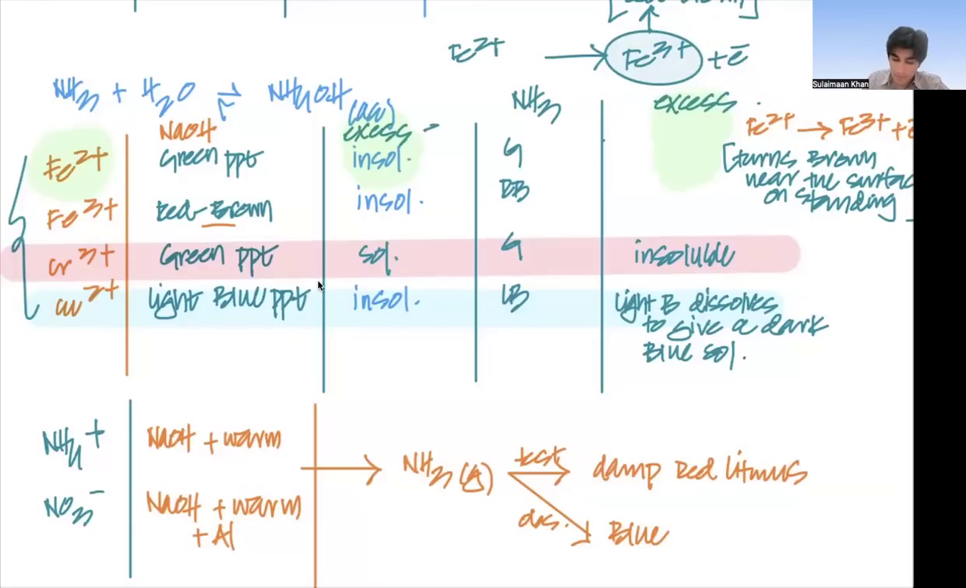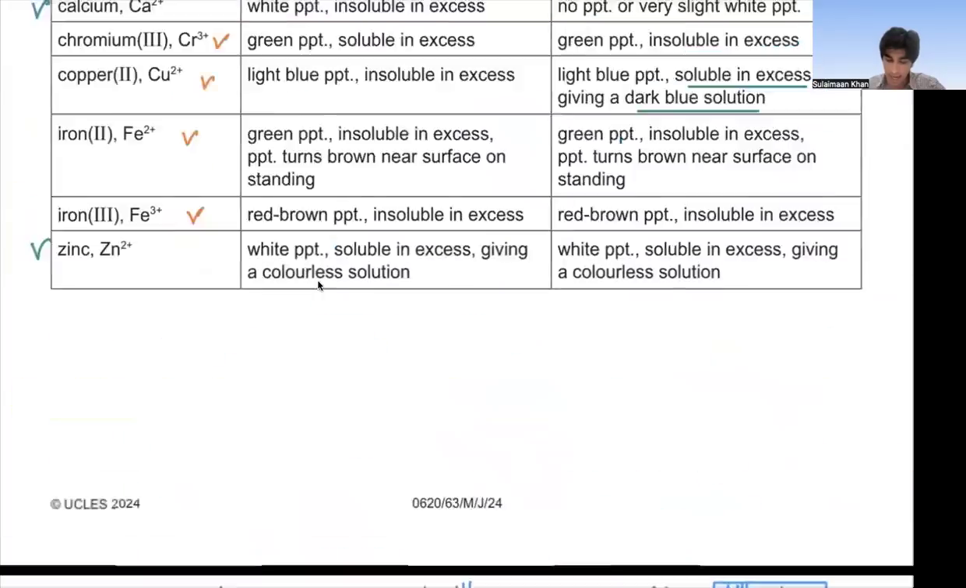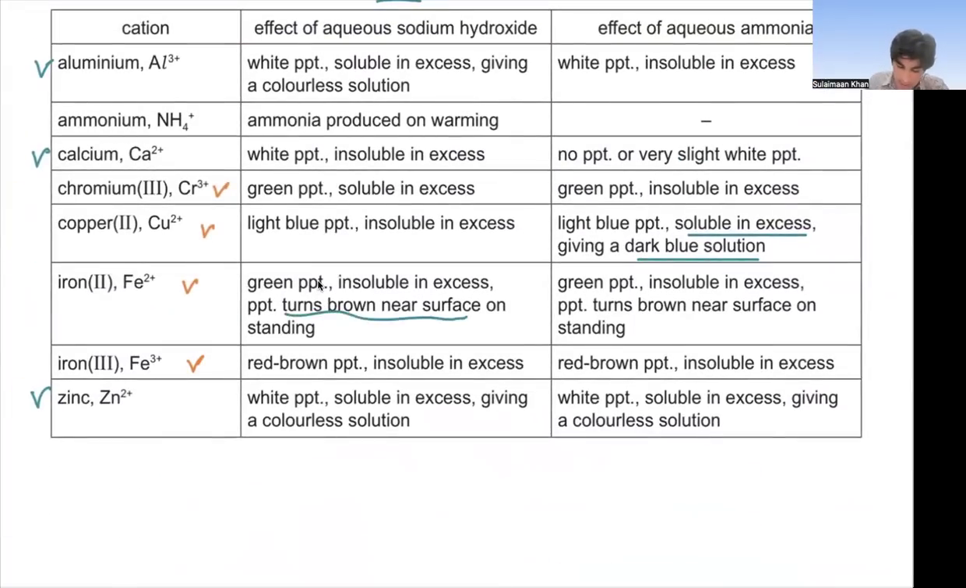And this is when you have excess sodium hydroxide or excess ammonia. And you could see this here. It says, hey, the precipitate turns brown near the surface on standing, when obviously it's in excess, right?